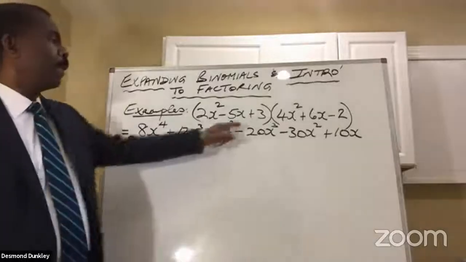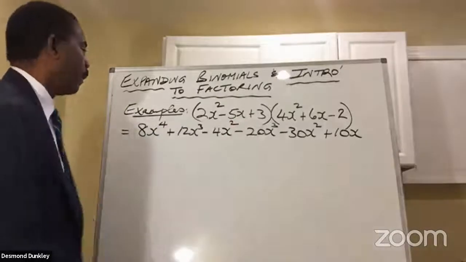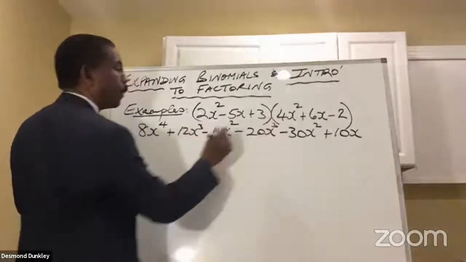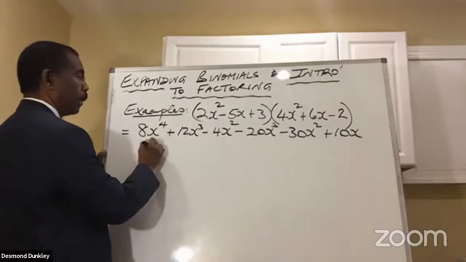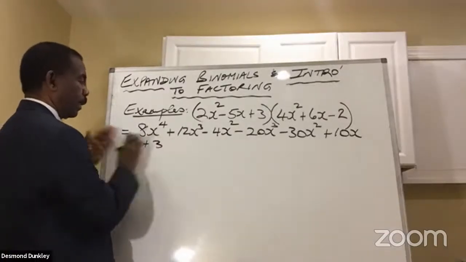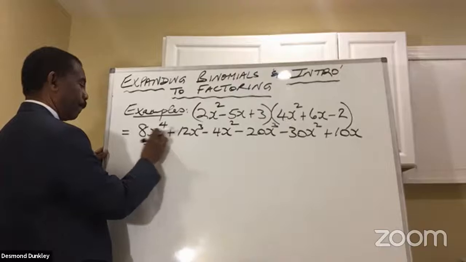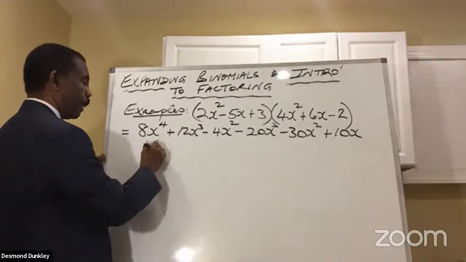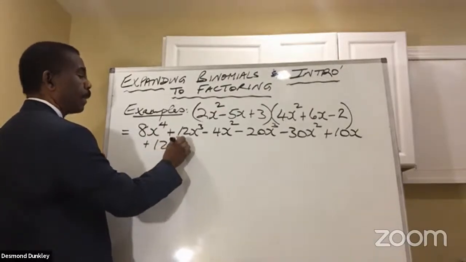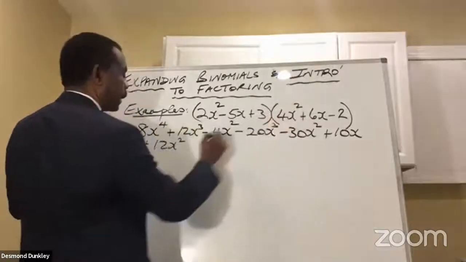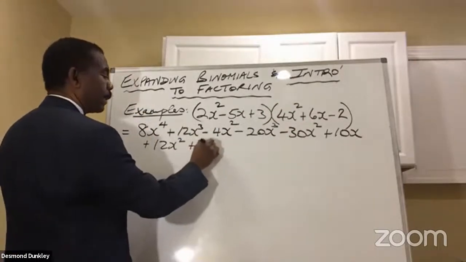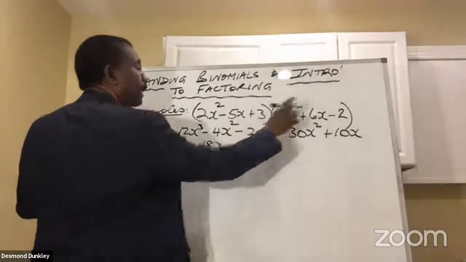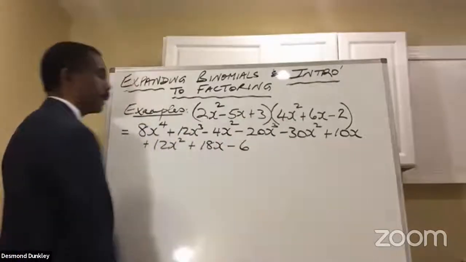And now we're going to multiply by 3. 3 times 4x squared is plus 12x squared. 3 times 6x is plus 18x. 3 times negative 2 is negative 6.